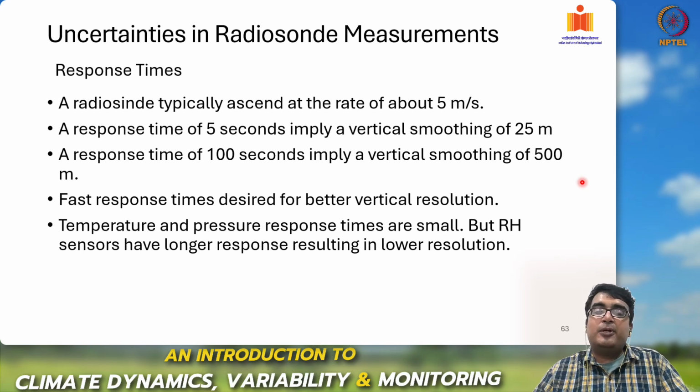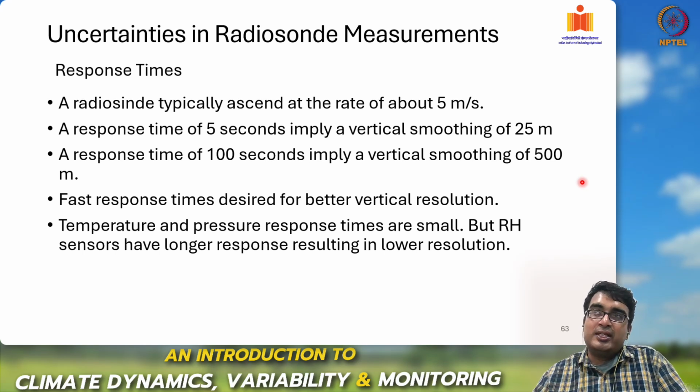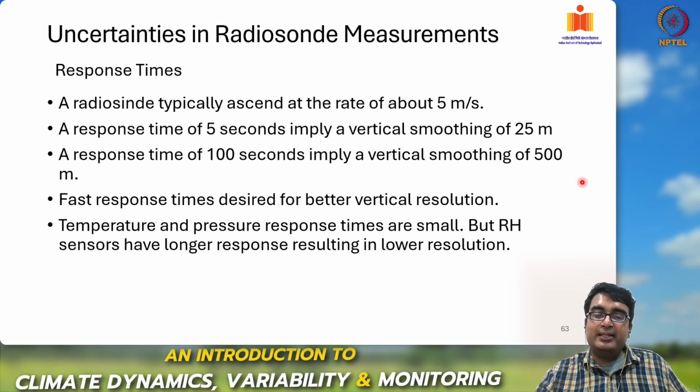Usually temperature and pressure responses are quite quick, and hence you are getting better resolutions there. But relative humidity sensors have a long response time because the system itself needs to get condensed water into the system or water evaporated out of the system, and that takes a little bit of time. So relative humidity measurements have lower resolution than temperature and pressure measurements in radiosondes by their very nature.